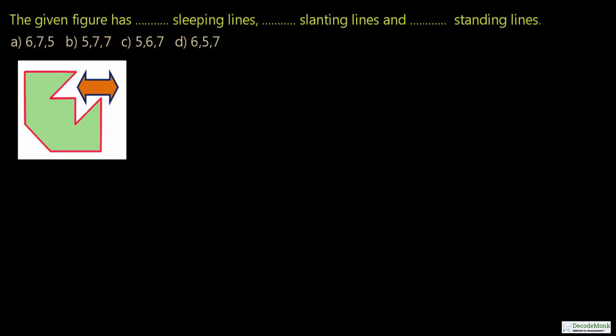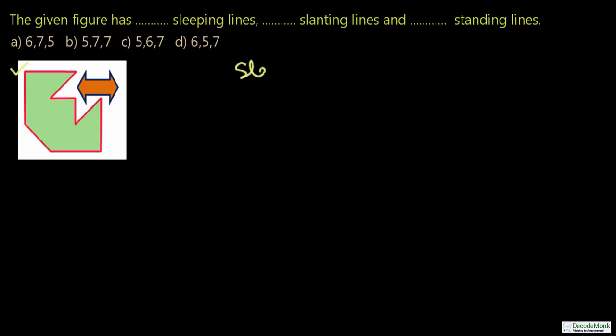Discussion on geometry is incomplete without discussing this type of question where you have to count the number of sleeping lines, slanting lines and standing lines. Let us read the question first. This is the given figure. The given figure has dash sleeping lines, dash slanting lines and dash standing lines, and then you are given four options. Before proceeding further, let us discuss what are sleeping lines, slanting lines and standing lines.